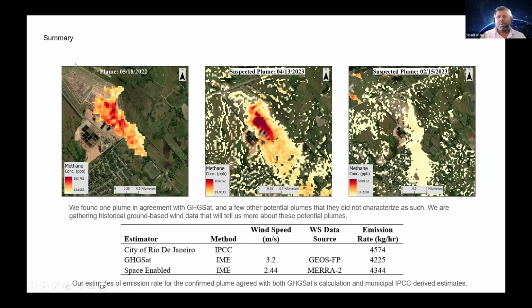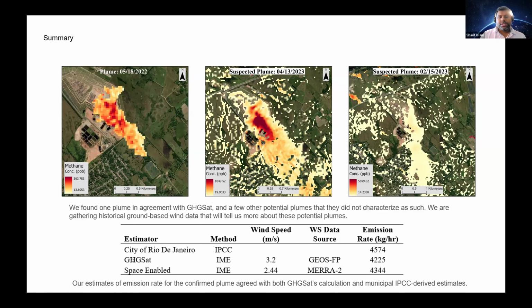And using this plume, the plume size and the pixels and all this, we calculated how much methane gas is being emitted from that landfill. Using that, we could compare with the estimation of the city of Rio de Janeiro, and they found that their emission rate is 4,574, but they are not using satellite data. They are using some other method, like how much trash they are dumping on that landfill and some other factors they included in the process of estimating this emission rate.